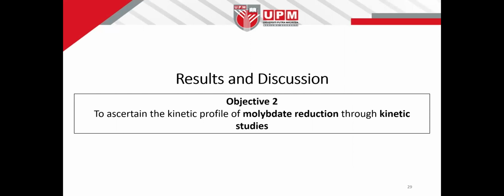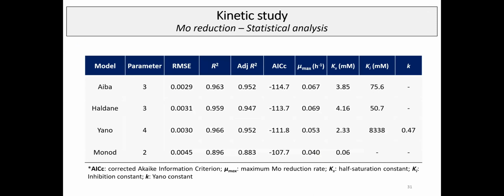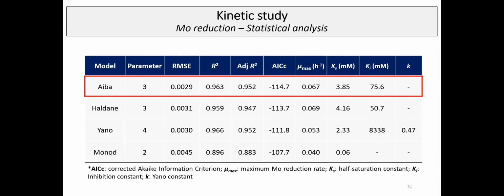For the second result and discussion, my second objective is to ascertain the kinetic profile of the molybdate reduction. This graph shows the curve fitting of the 4 different models to the experimental data, indicated by the black circles. Further details are tabulated in this table, in which we measure the RMSE, R square, and AICc values, as well as the coefficients. From this table, we can see that the IBA model has the best fit mathematically, marginally compared to the other 3 models. The RMSE and AICc values are among the lowest, and the R square value is among the highest of all 4 models.